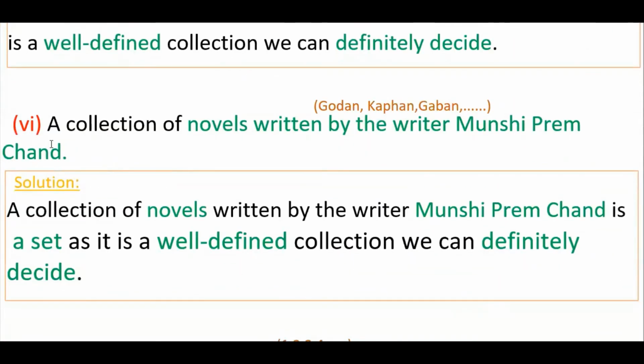And next one is a collection of novels written by the writer Munshi Premchand. Yes, this is also a set because here the novels written by the particular person who is Munshi Premchand. So these books only written by this person only. So for example, these are the books written by Munshi Premchand. So these books are written by only Munshi Premchand, none other than the other person. So here this collection of objects are well defined. So it is a set.